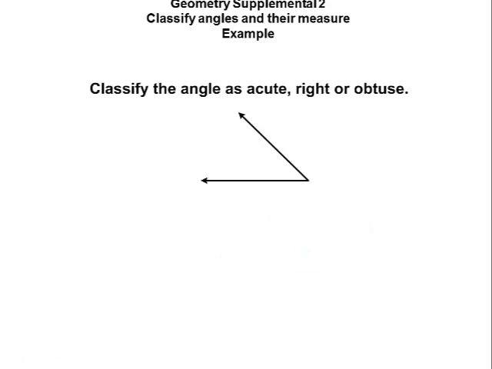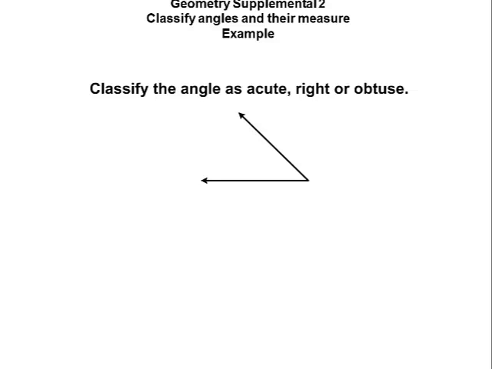All right. To classify as acute, right, or obtuse, some of them you can just look at and you'll be like, okay, obviously that's less than 90, that's acute. Some of them, if they're close to 90, you'll want to measure them to make sure. If it's 89, it's acute. If it's 91, it's obtuse. It has to be exactly 90 to be right.